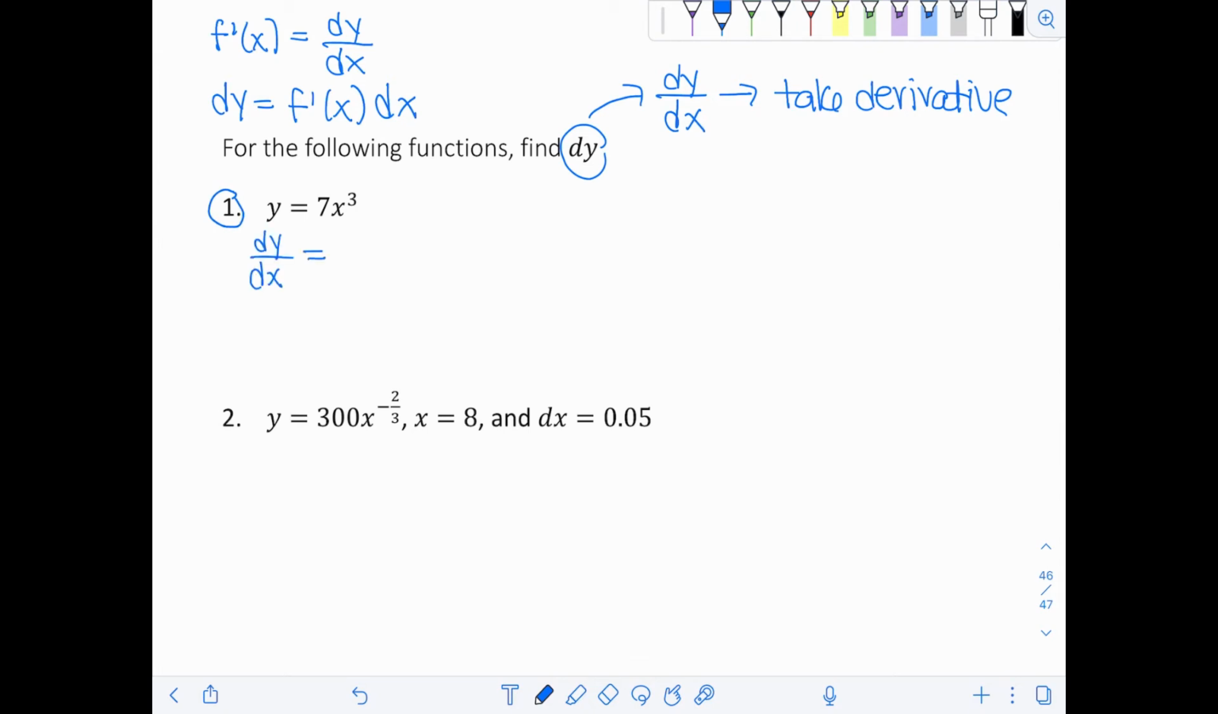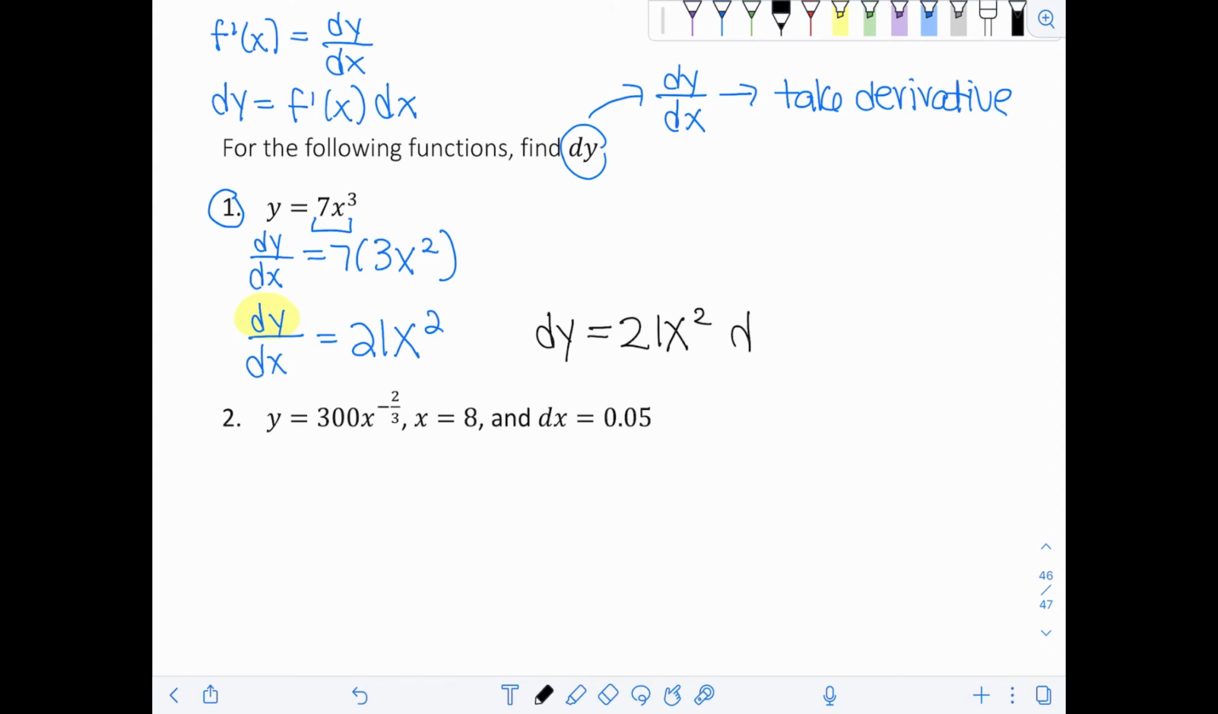So dy dx is equal to, now this is just taking the derivative part, 7 times 3x squared. So we get dy dx is equal to 21x squared. And the last step, since we're trying to find specifically dy, is to multiply both sides by dx. So dy is equal to 21x squared times dx. And that's the final answer here.